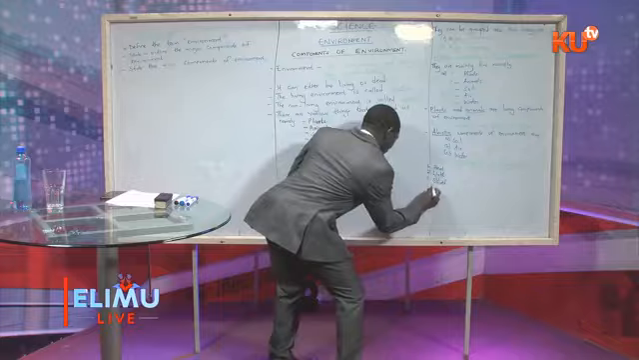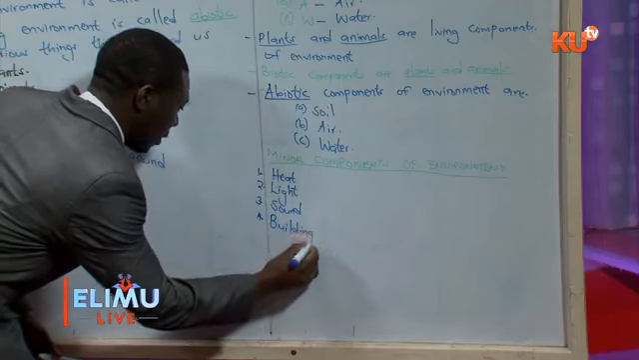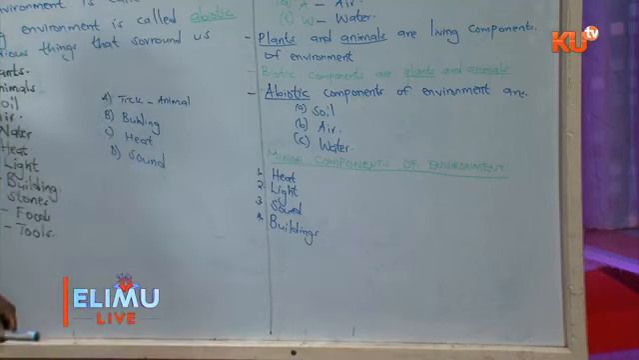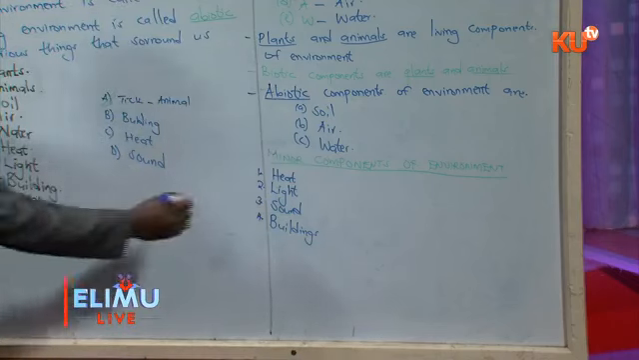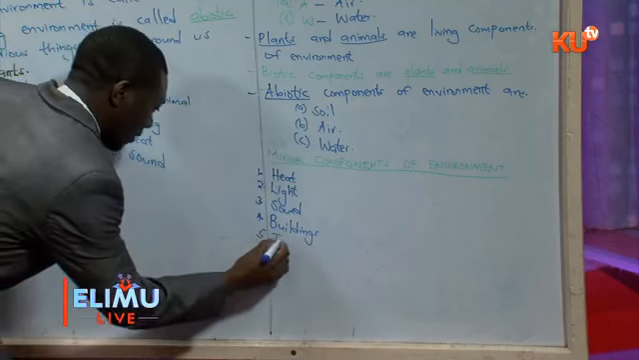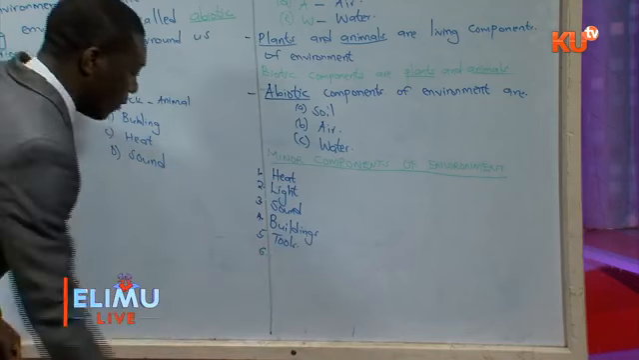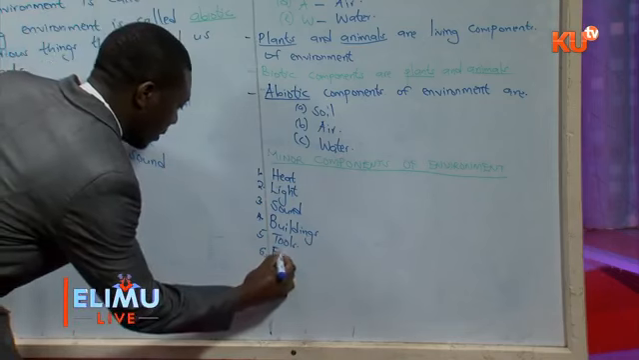Number 4, we have got buildings. Buildings are all over in towns, but if you go to rural areas, they are scattered. Number 5, we have got tools. These ones, we talk about the simple tools or simple machines. Number 6, we have got something called food.